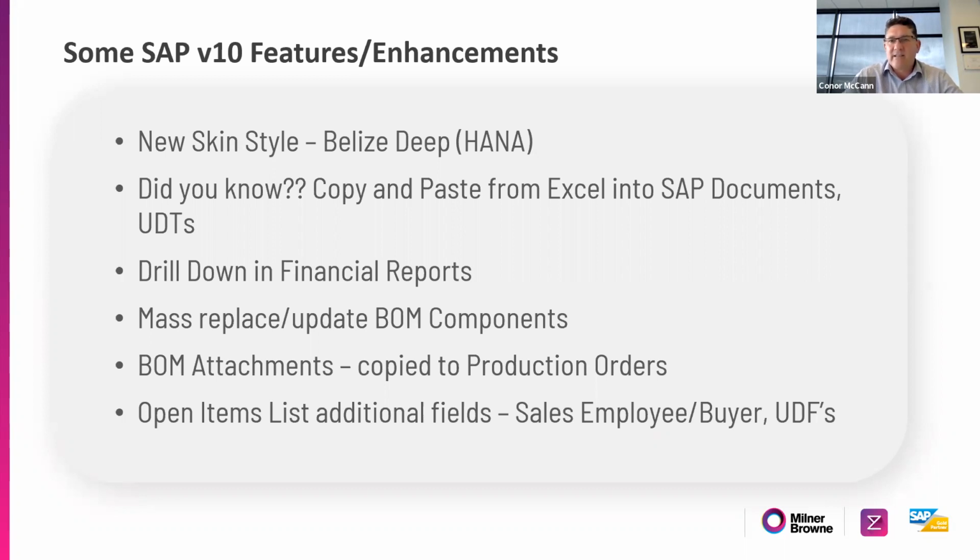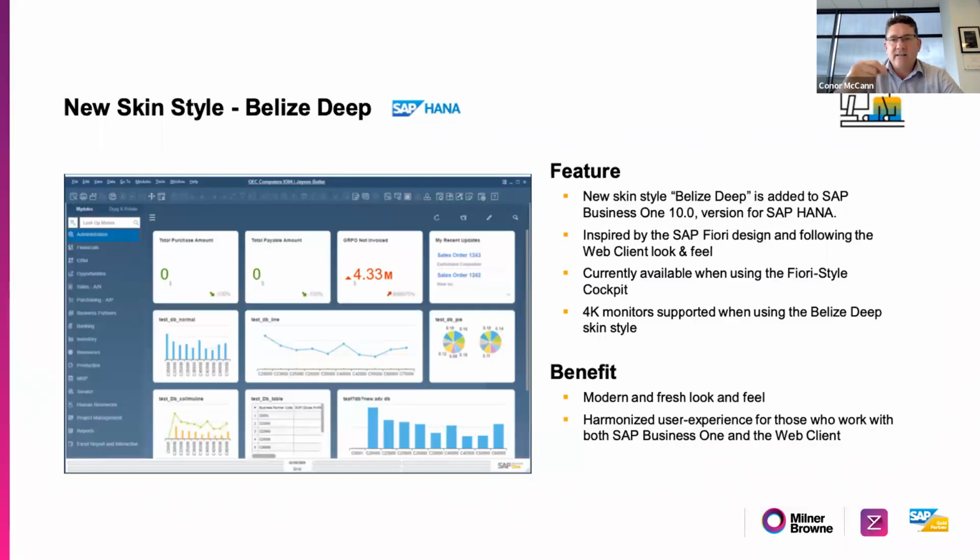One of the first ones is that, go down 2 slides there, we can see the new skin style. It's called Belize Deep, and it's available in the HANA system. A lot of people have been saying that SAP looked a bit old-fashioned, I suppose, and the screens were dull and outdated.